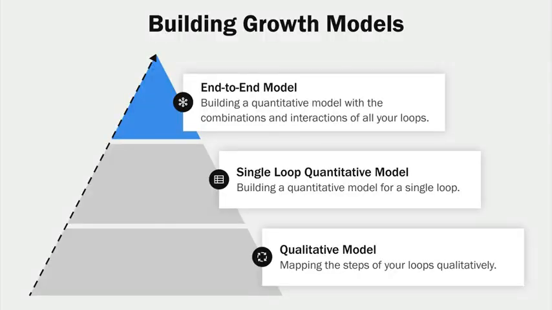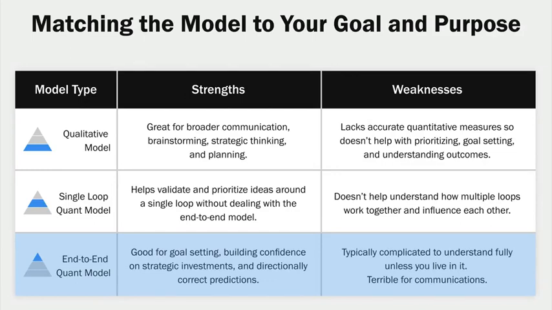After that, we went through a top-down approach to building an end-to-end quantitative model. The strengths of the end-to-end quantitative model are that, since it brings together all of the interaction points into one model, it's great for goal setting and building confidence around large strategic investments, as well as trying to come up with directionally correct predictions. Unfortunately, it's typically too complicated or too big to understand unless you're living in it on a day-to-day basis, so it ends up being terrible for broader communication within the organization.